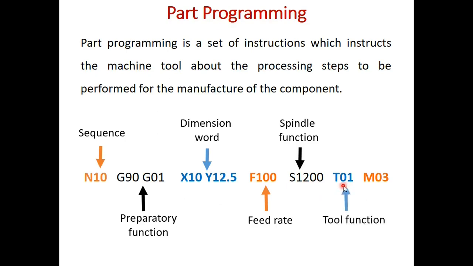Next, T01 is the tool function, that is, this is tool number 01 I have to take from the machine. Next, M03 is the miscellaneous function. So M is for miscellaneous function, G is for preparatory function. In general, whatever the G command is there, some action will be taken. In the case of M codes, there are functions like coolant on, coolant off, end of the program, all these things.